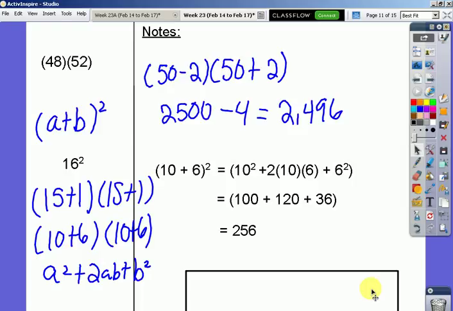You're just taking 10 plus 6 squared. So 10 squared is 100, right? Middle two terms multiplied together: 10 times 6 is 60, times 2 is 120. And then 6 squared is 36. So 100 plus 120 plus 36 is 256. Does that make sense? Yes.